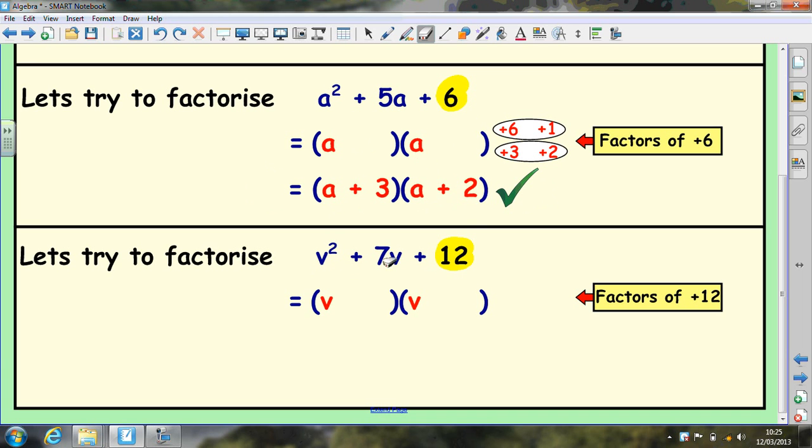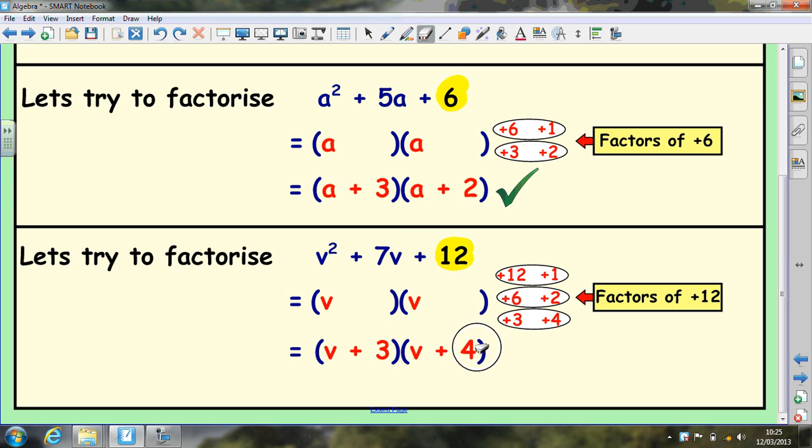Okay, finally the last one here, we've got 12 at the end to make. So you think of things to multiply to make 12 as your first step. You could have 12 and 1, 6 and 2, or 3 and 4. So there's a variety of choices here. But we have to remember these numbers have to add to get the middle value here. So if you pick the ones that add to give you 7, well, that needs to be 3 and 4. Again, the signs are going to be pluses because there's pluses and pluses here.